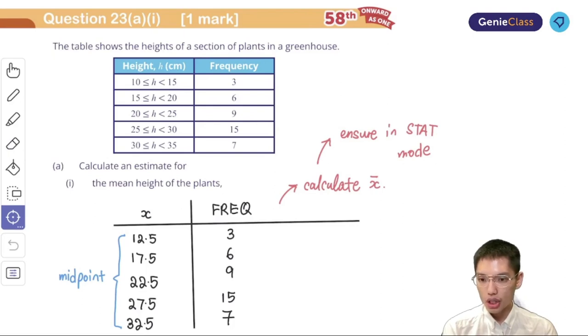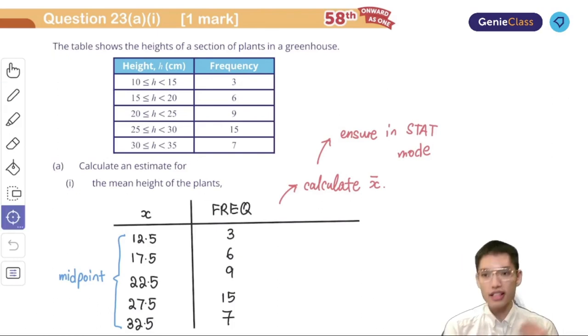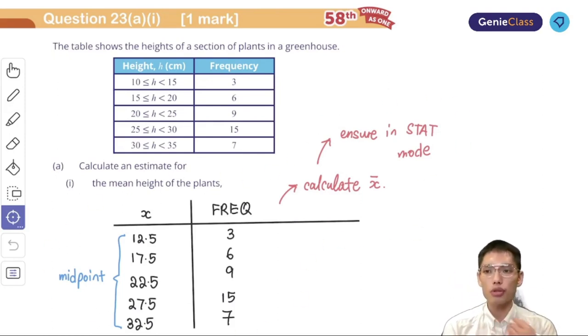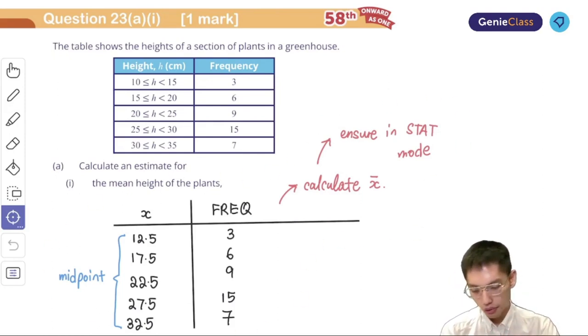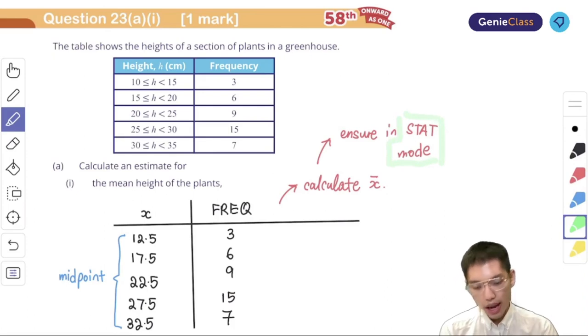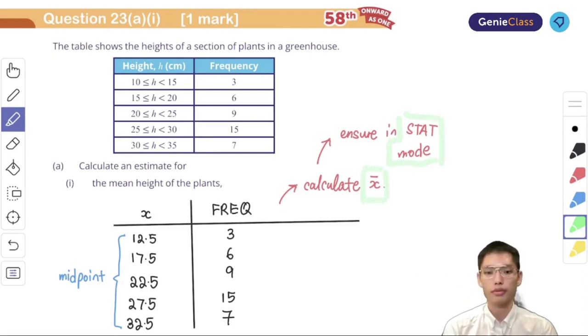What you essentially need to do for such questions is just key this into your calculator. In fact, you don't have to show your examiner this at all. This is just for you to take note. When you key into your calculator, first things first, ensure that it is in statistics mode, stats mode. And make sure you're calculating this particular notation down here.